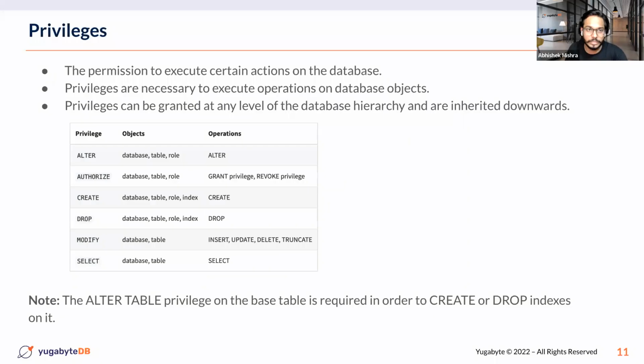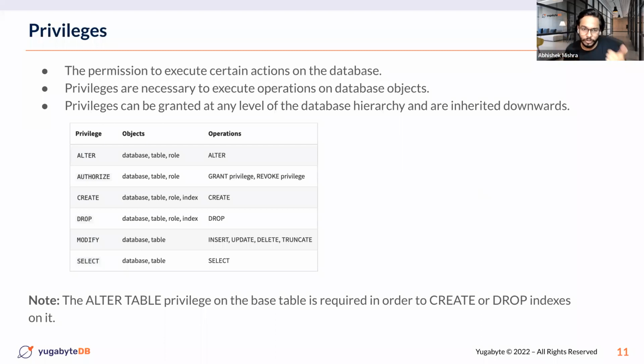Now coming to the privileges part. A privilege defines the permission to execute something, or an action that is permittable on a database. Of course, you need a privilege to do certain operations on your database tables, or in fact not only tables but different objects as well. And as we mentioned earlier from the hierarchy, privileges also come from the hierarchy. So the privilege from one role can be granted to another and so on, and it again goes downwards.